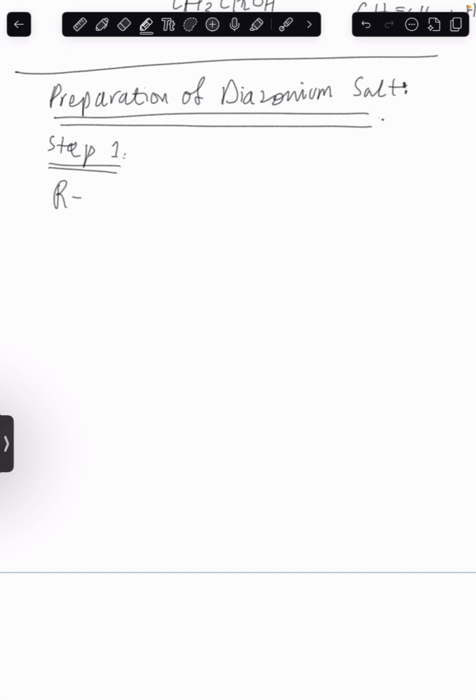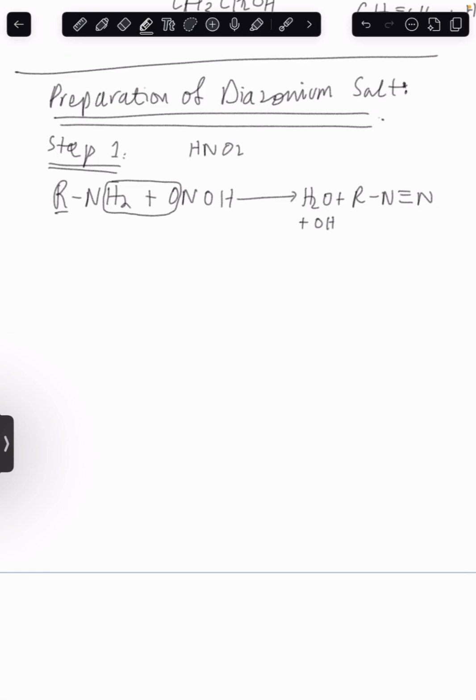What's going to happen is we're going to take an amine with an R group and combine it with HNO2. Now this HNO2 can also be written as ONOH. Why am I doing that? Because I'm going to combine these and make water out of it, and then I'm going to attach this with a triple bond and leave hydroxyl as a byproduct. Now nitrogen is utilizing its lone pair also, so I'm going to put a positive charge over here.